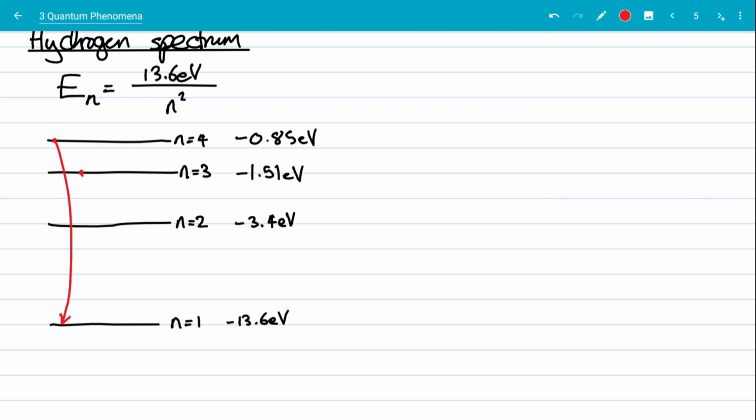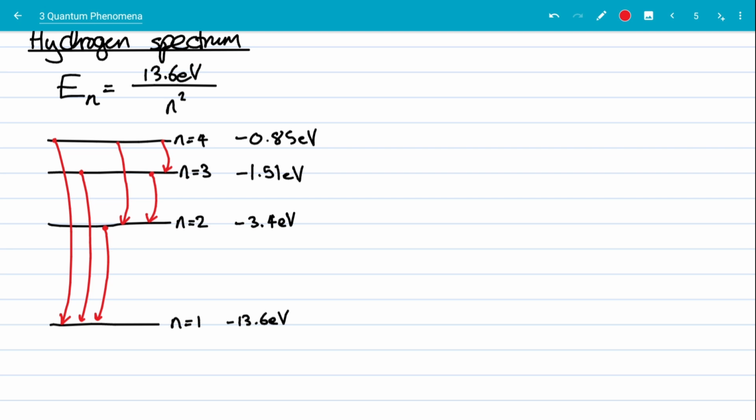We can go from n equals 3 straight down to n equals 1. We can go from n equals 2 straight down to n equals 1. We can go from n equals 4 down to n equals 3. And we can go from n equals 3 down to n equals 2. And we can also go from n equals 4 to n equals 3. And so you can see that there are 6 possible de-excitation transitions.